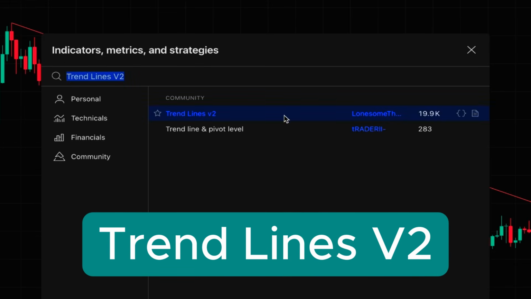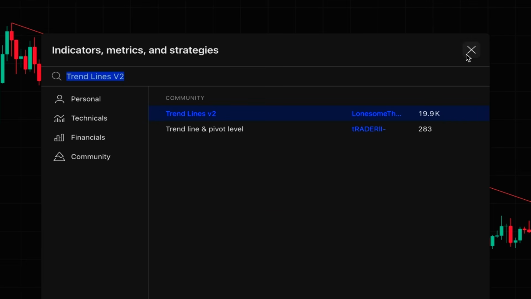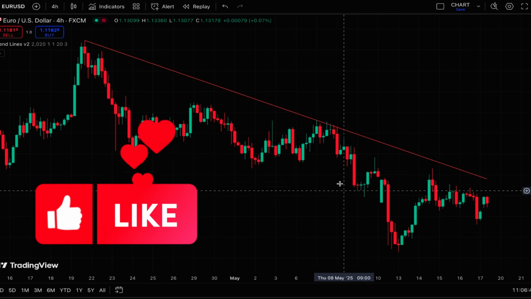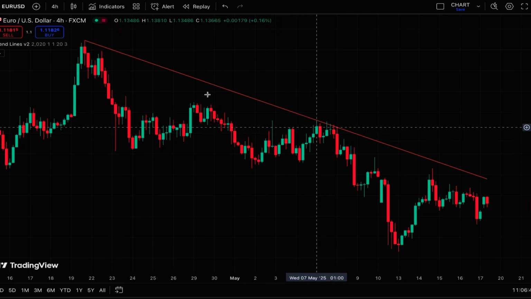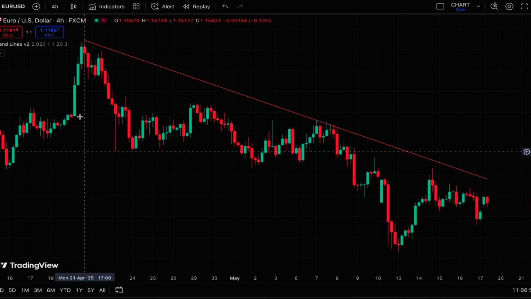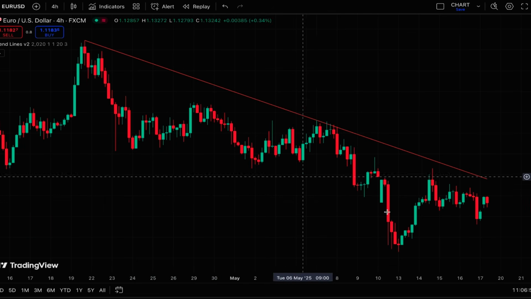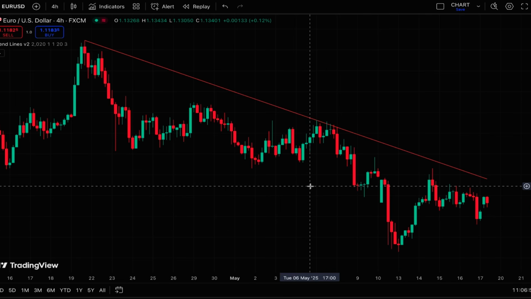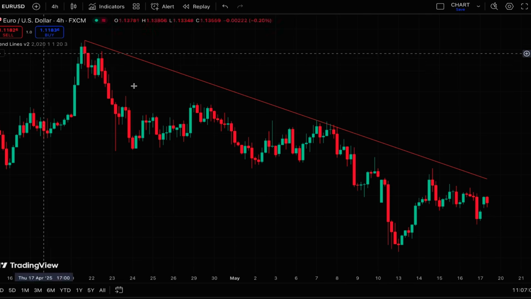This one is written by someone named Lonesome the Blue, and it is a very popular indicator on the TradingView platform. When you click on this, the indicator will identify the current trend of the market and add a trend line to your chart. For example, here, the current trend of the market is a downtrend, and you can see that the indicator has correctly identified this and added this downtrend line to our chart.